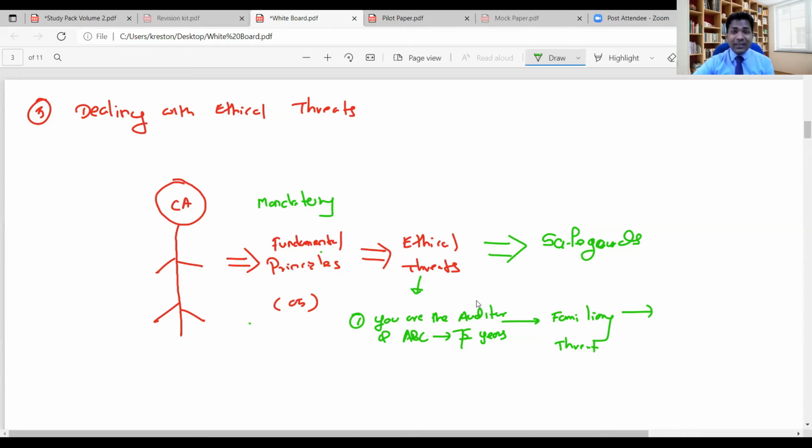What you can do, rather than the firm giving up the audit, is change the team, change the partner. So you do the audit from the same firm but change the team and give it to another person. The easiest option is for the firm not to do that audit, but rather we apply a safeguard, a safety mechanism. Change the partner.